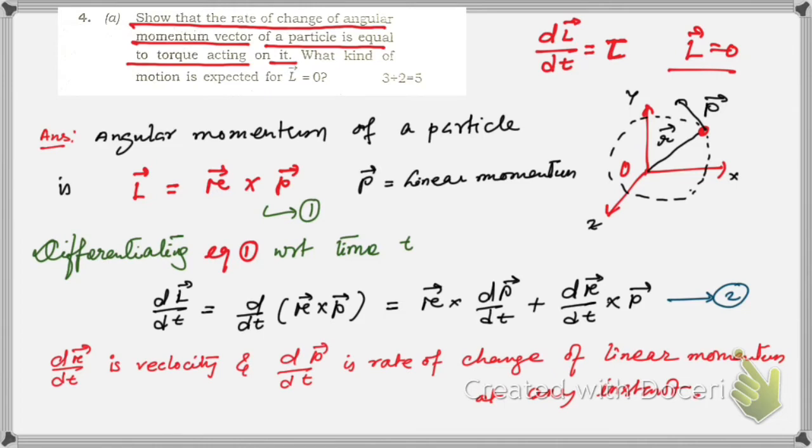Now this equation number 2 can be written as follows. Here you have dr by dt, which is nothing but velocity, so you can replace dr by dt by velocity v. We know the linear momentum is nothing but mass into velocity, so you can replace this by m into v. And the rate of change of linear momentum gives the force F acting on the object. So let me go to the next slide.